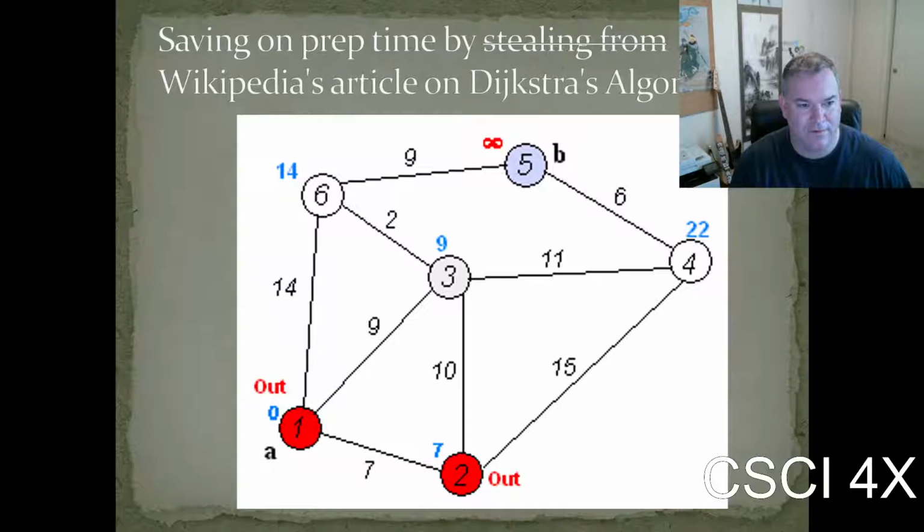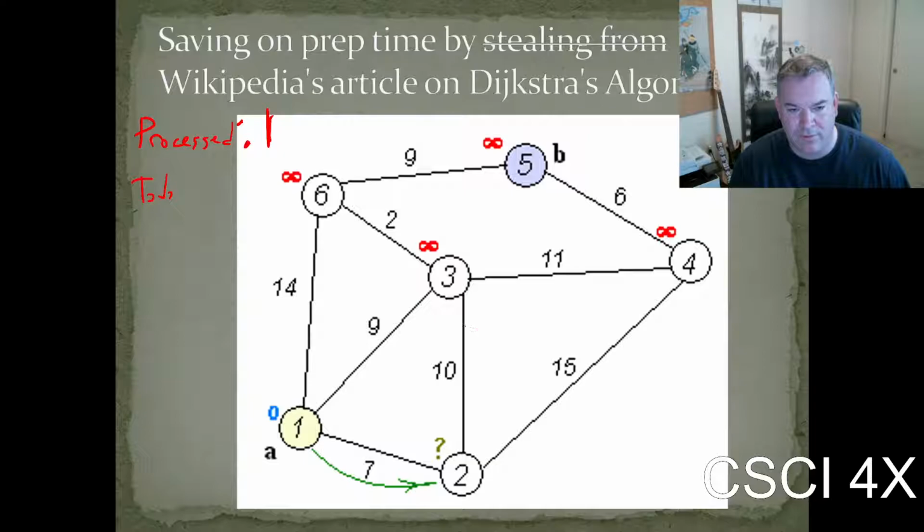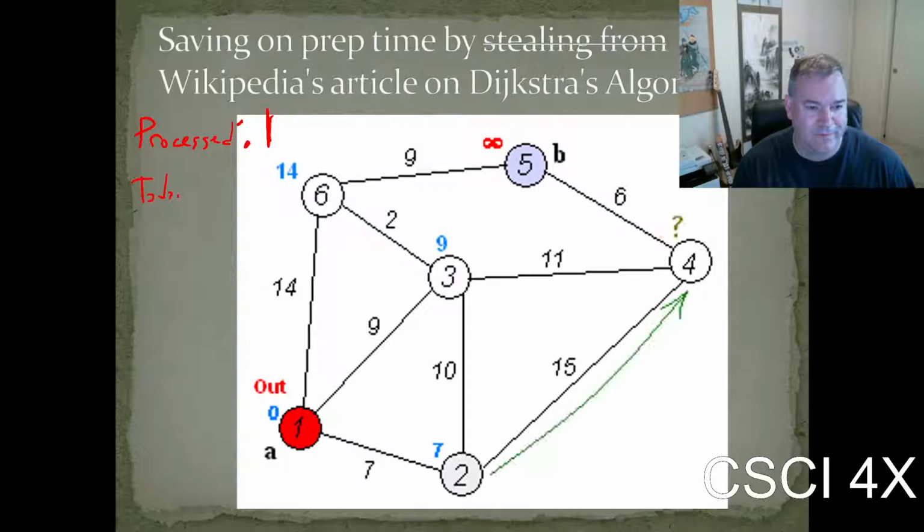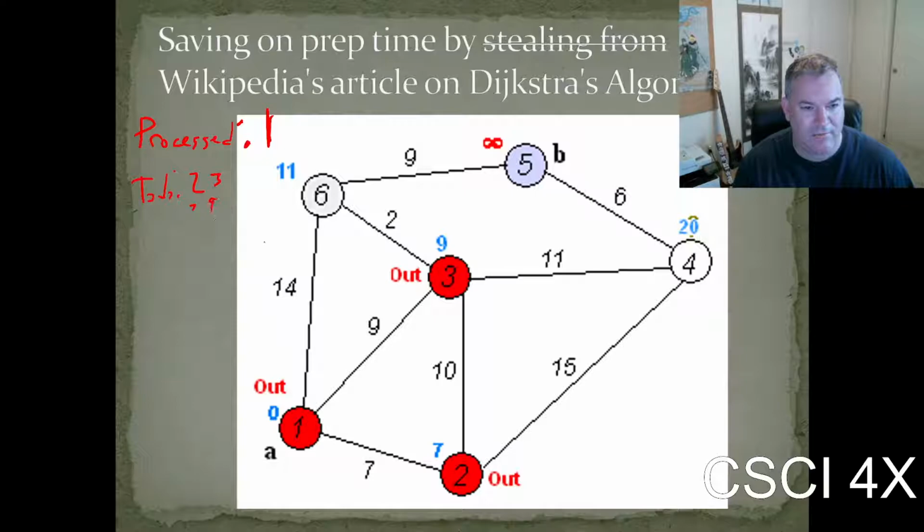So at the beginning, we're going to have processed having node 1 in it, and to-do having 2, 3, and 6. And you sort this based on the total distance from start, not the edge weight, the total distance, which in this case is the edge weight. So it's going to go 2 first, then 3, then 6, because 2 has a distance of 7, 3 has a distance of 9, and 6 is a distance of 14.